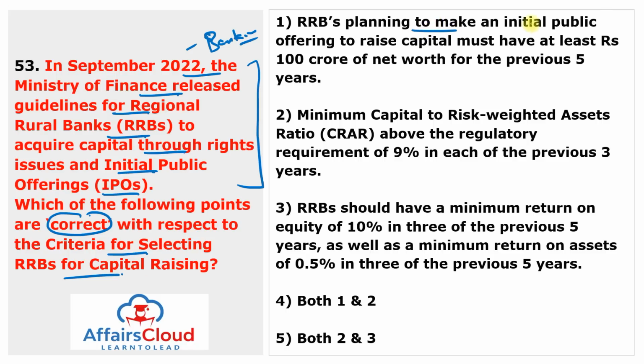RRB planning to make an initial public offer to raise capital must have at least 100 crore of net worth for the previous 5 years. This statement is wrong. Why is this statement wrong? Because RRB planning to make an initial public offer to raise capital must have at least rupees 300 crore, not 100 crore, of net worth for the previous 3 years, not 5 years. So, you can remember 3 years, 300 crore. So, first statement is wrong.